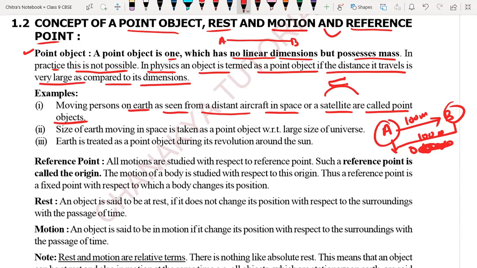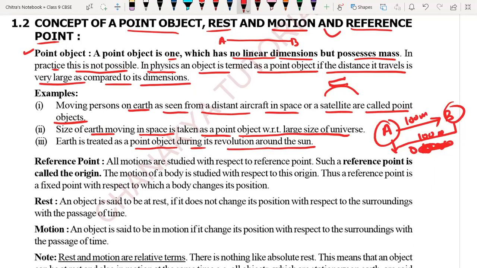Second point, very important: the size of the Earth moving in space is taken as a point with respect to the large universe. We consider the Earth as a point object with respect to the universe, because the universe has no limit, and Earth for the universe is a point object. Number 3: Earth is treated as a point object during its revolution around the sun.